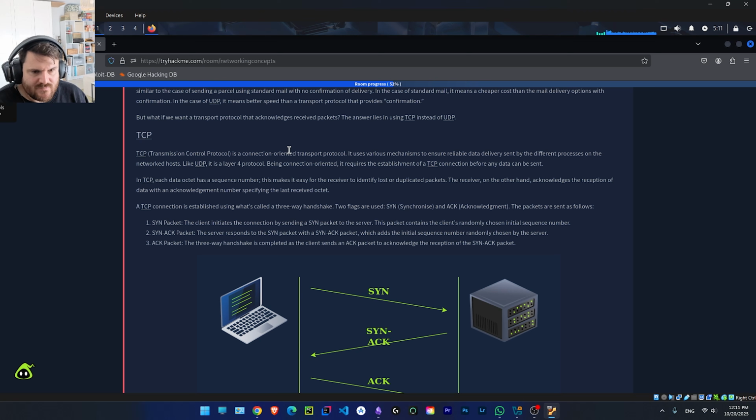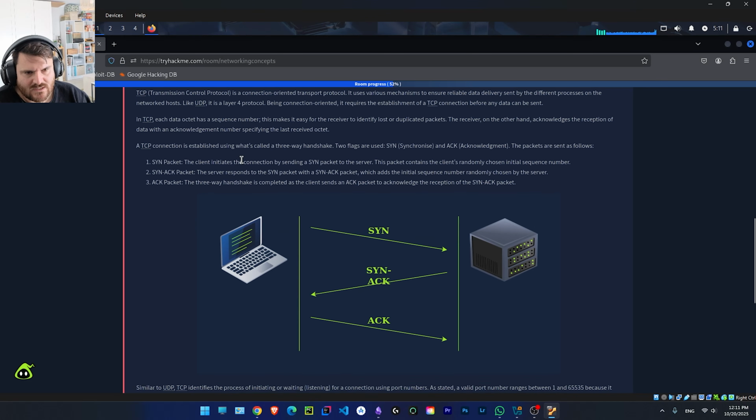In TCP, each data octet has a sequence number. This makes it easy for the receiver to identify lost or duplicated packets. The receiver, on the other hand, acknowledges the reception of data with an acknowledgement number specifying the last received octet.